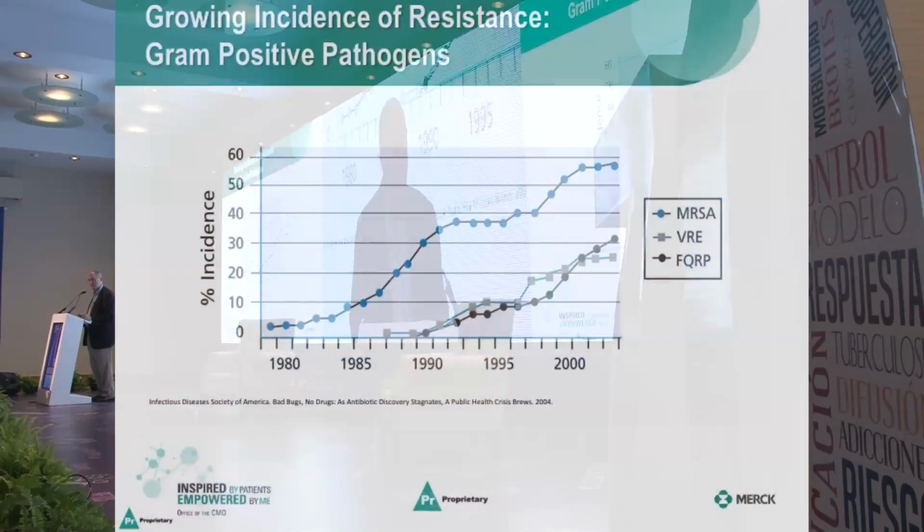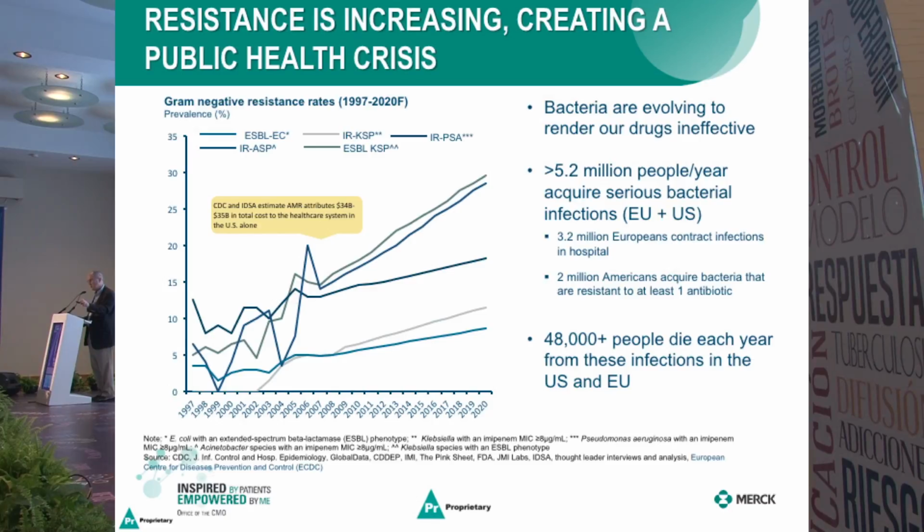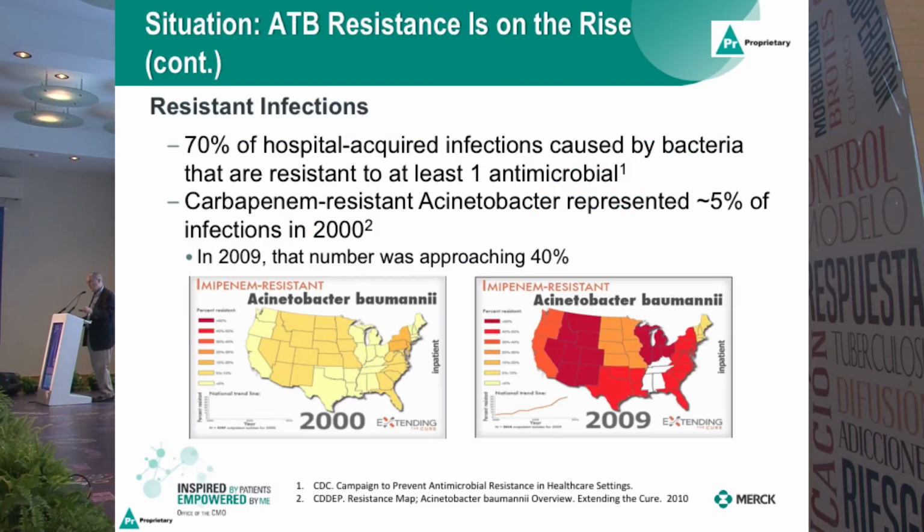Rates of resistance have gone up. This is for the gram-positives, MRSA, vancomycin-resistant enterococcus, and fluoroquinolone-resistant Pseudomonas. And then the gram-negatives, I'm not going to point out each of the different ones, but look at the way these are going amongst these various resistance patterns. So the problem is we have resistant infections on the rise. 70% of hospital-acquired infections are caused by bacteria resistant to at least one major antibacterial class.